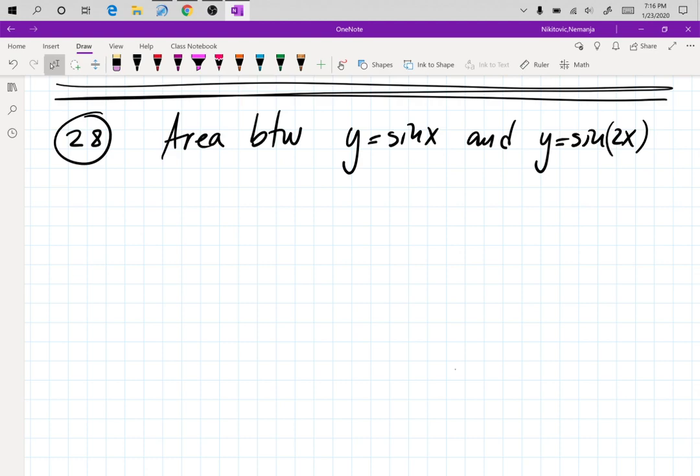The interval will be the first, yeah. Thank you. Do we do 1 or 2? 0 to pi. Excellent. 0 to pi. We have a little bit of a trigonometric equation this time. Brush up on that.